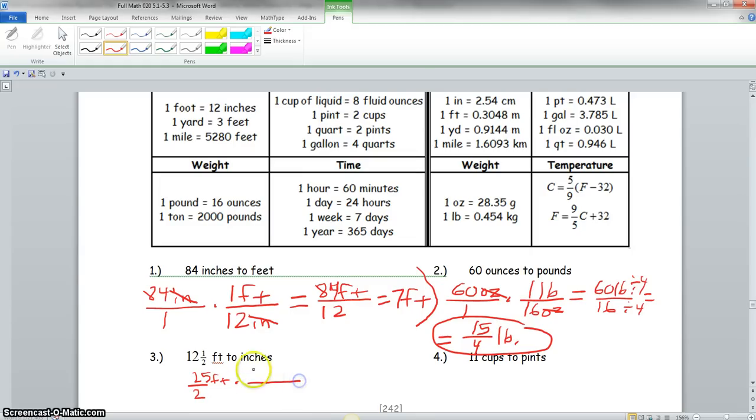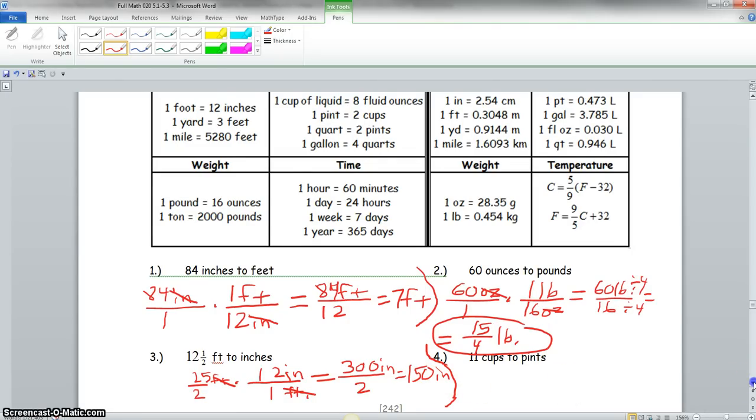Now we're going to multiply this. Now we want to go from feet to inches. So we know inches will be in our numerator and feet will be in our denominator. Now remember, 1 foot is 12 inches. These feet will simplify out, and you will have 25 times 12, which is 300, all over 2. So it's 300 inches over 2, which gives you 150 inches. Now, that took care of this problem here. I want to separate it from number 4. So this will give you 150 inches.